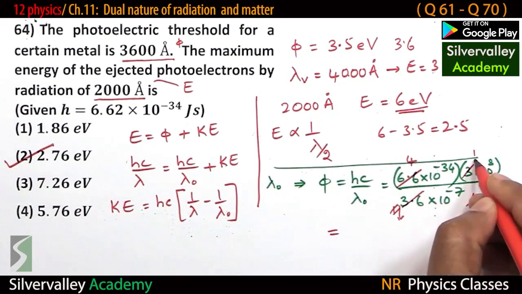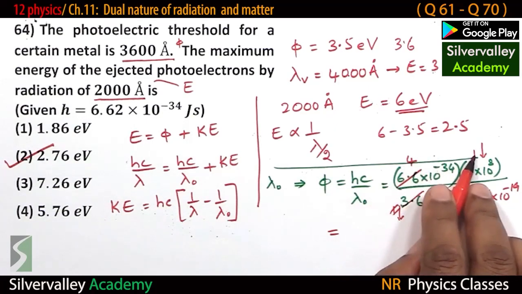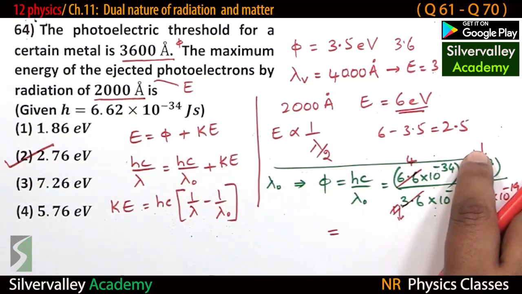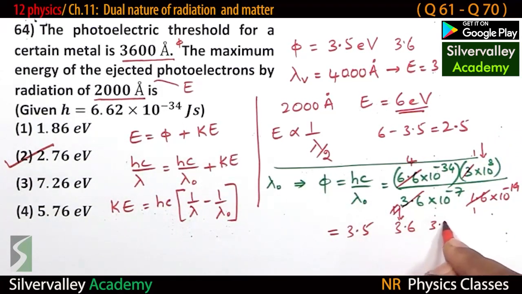3.6, not this, will be less than 1. If this is less than 1, 4 into 1 is 4. 4 into a number less than 1 should be less than 4. Write that as 3.5, 3.6, 3.7, whatever it is, doesn't matter, but close to the approximation. So phi is say 3.5 eV.